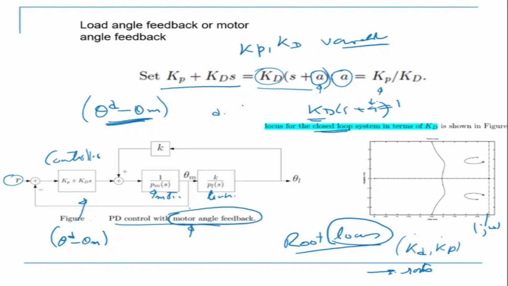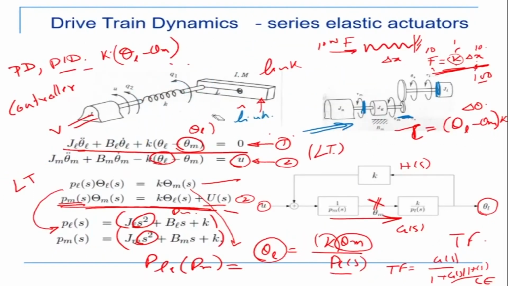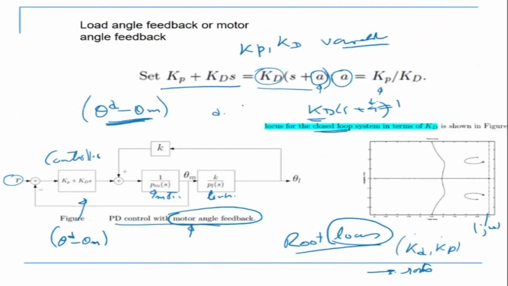So I have put my encoder here, and my feedback is going from here. So this is theta m. I don't worry about theta L now. My feedback is going from theta m, and I'm controlling theta m only. Now, if you're doing that, then what we find is that when I'm using a PD controller and I draw the root locus, I see that all the roots are on the left of the j omega axis. This means that this is a stable system. So if you're taking motor angle feedback, the system is stable. It cannot become unstable.